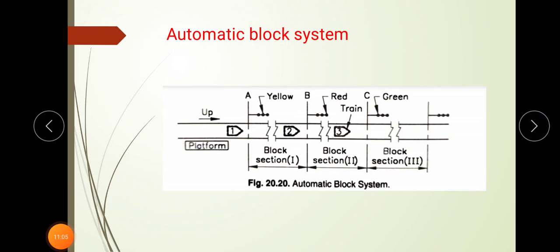So this is an advancement of our previous absolute block system. Here the train can itself notice the clearance of the path, and so it will decrease the manual error.